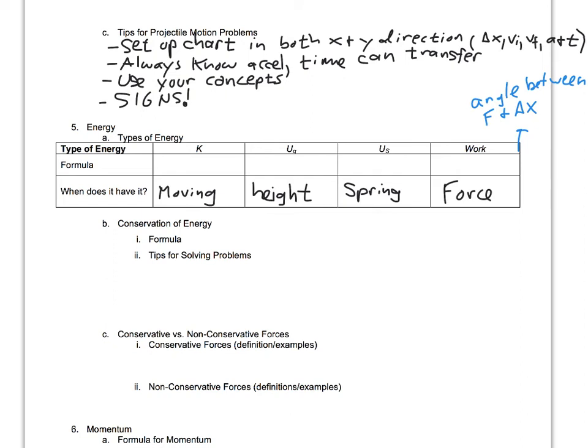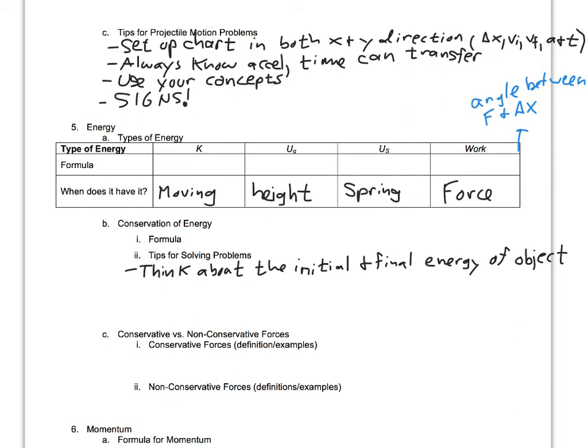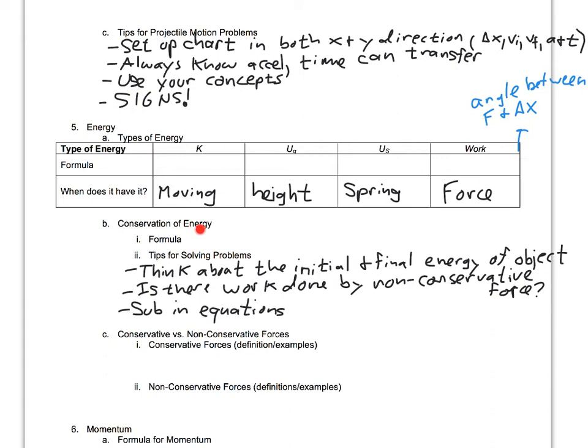So let's talk about some tips for those problems. First of all, we want to think about what kind of energy the object starts and ends with. Does it have kinetic? Does it have gravitational potential? Does it have spring potential? We then want to think about, is there any work being done by a non-conservative force? Do we have maybe friction or a push or a pull doing work on the object? And then we're going to sub in all these equations into this equation. It's kind of like F equals ma, where you have to make your own equation based on the specific energy types that are present in the problem.